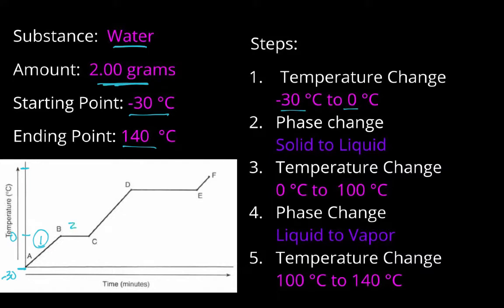My second step or second calculation is a phase change from solid to liquid. My third step is another temperature change from 0 to 100. My fourth step is a phase change from liquid to vapor or liquid to gas. And then my final one is temperature change from 100 to 140. Okay, so this is my overview of what I'm going to need to do. So I'm going to have to do 5 different calculations, then I'm going to add them all up at the end.